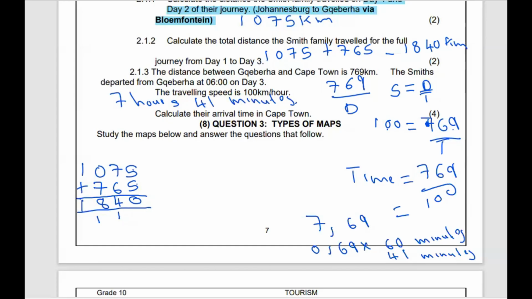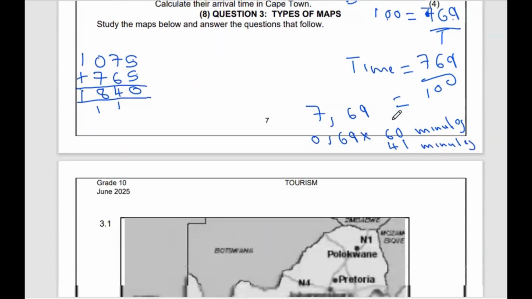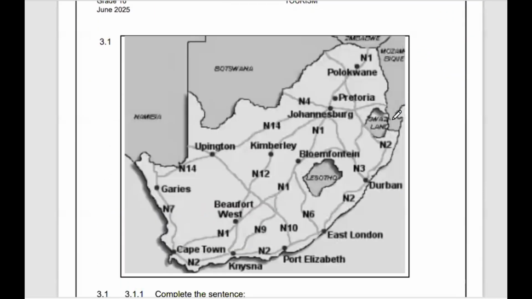So the trick here is that we have been given the speed and also the distance. So in order to determine the time, we need to divide the distance by the given speed in that particular scenario. So that is how we ended up having 7 hours, 41 minutes. Now moving on to 3.1.